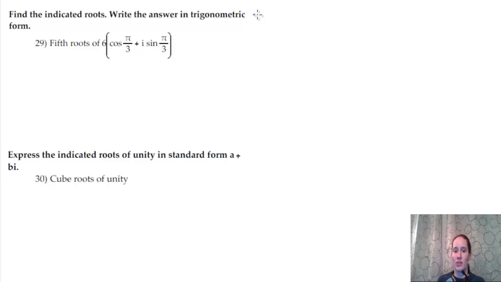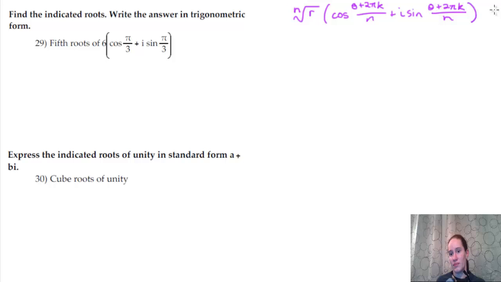There is a formula that we use for this where we do the nth root of r times cosine of theta plus 2 pi k over n, plus i sine of theta plus 2 pi k over n, in parentheses. So we've got to figure out what these are.